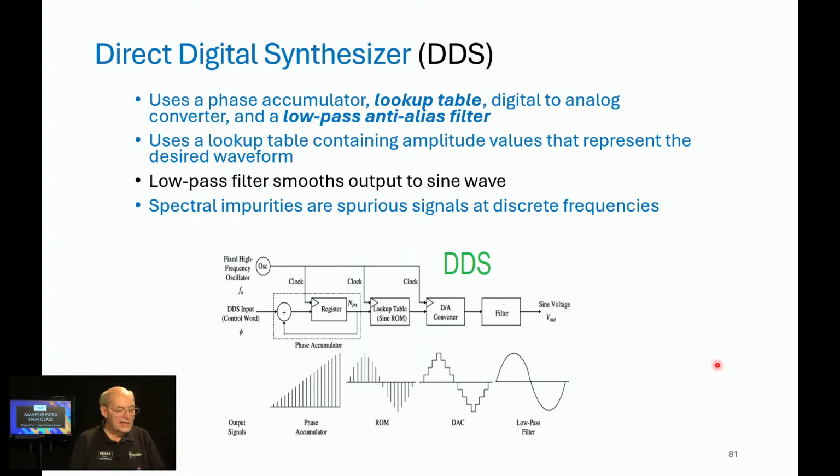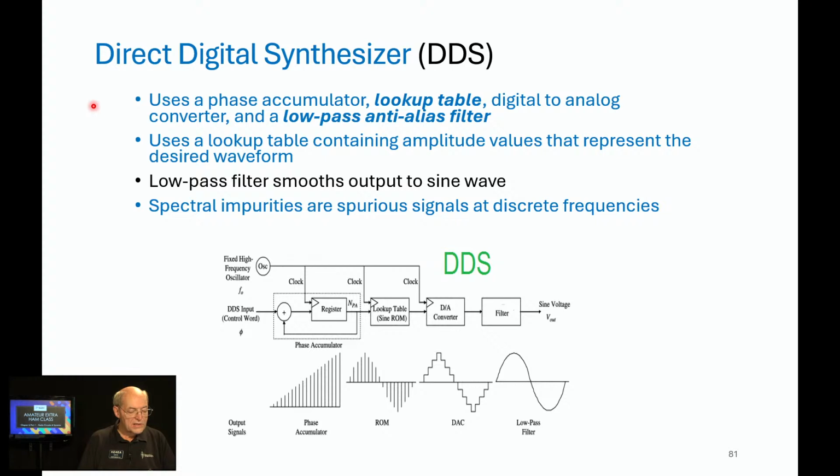Now on to DDS, direct digital synthesizer. Notice the output here is very different. Instead of the nice sine wave that we had out of the phase lock loop, we've got this funny staircase thing that has to be filtered. To create this staircase, we have to have a lookup table within the electronics that puts together the shape of a sine wave. Then we filter it, and we get our frequency.